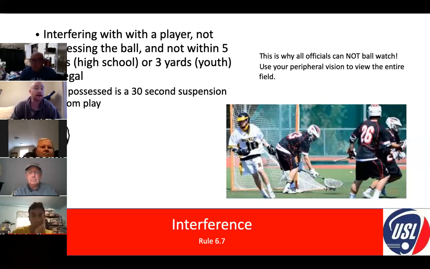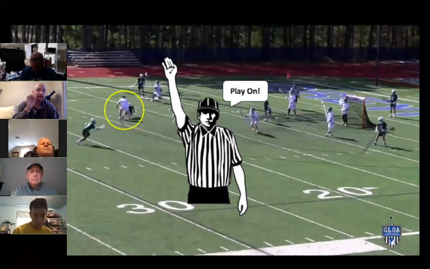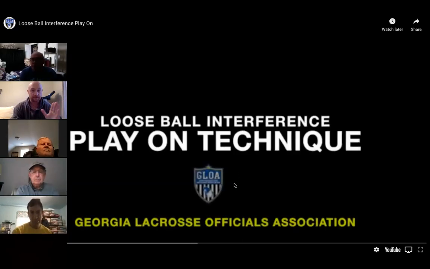Interfering with a player not possessing the ball and not within 5 yards for high school or 3 yards for middle school or youth is illegal. If there is a possession, it is a 30-second suspension from play, just like every technical foul. This is why all officials cannot ball watch. Use your peripheral vision to view the entire field. Interference calls can be easy if you're looking at the entire field.